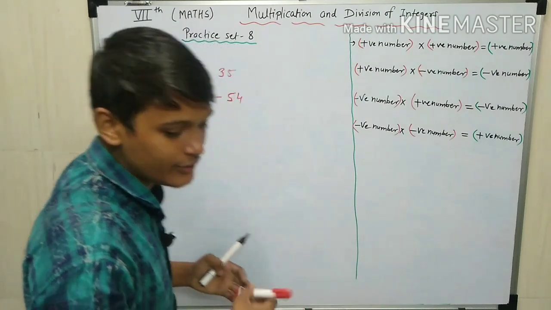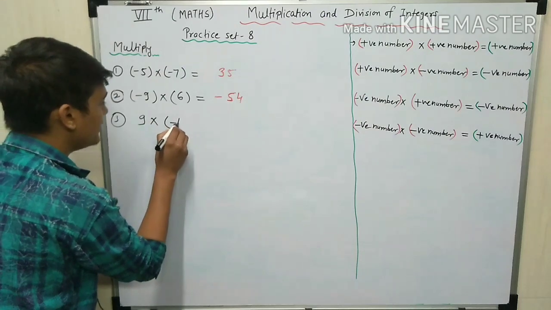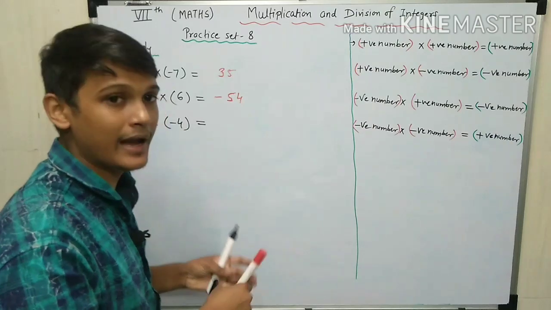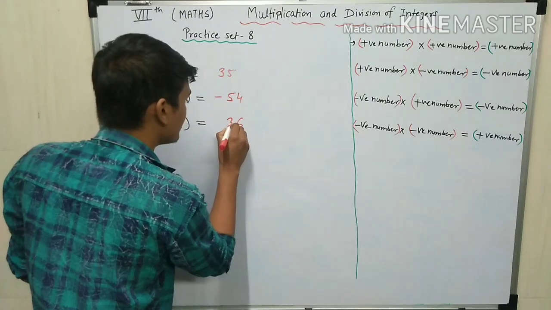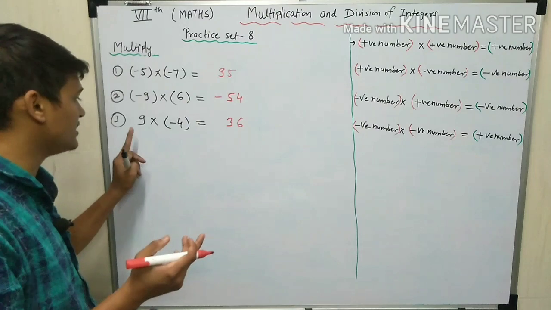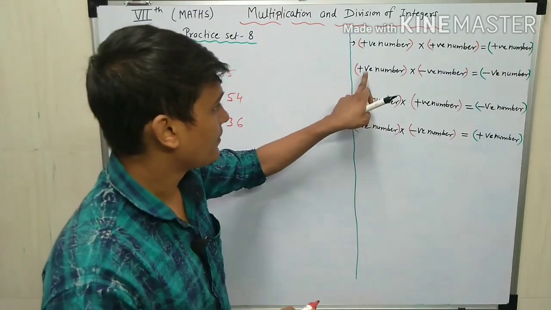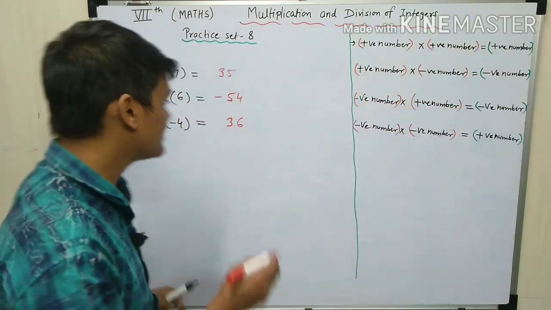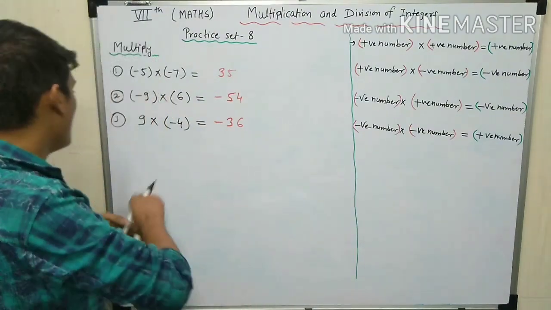Now the third question is 9 into minus 4. We can write 9 into minus 4 is equal to what? First we multiply only the numbers. 9 fours are 36. We can write here 36. Now what is the sign, positive or negative? The first is a positive number and the second is a negative number, which gives a negative number. Means the sign is negative, so minus 36.